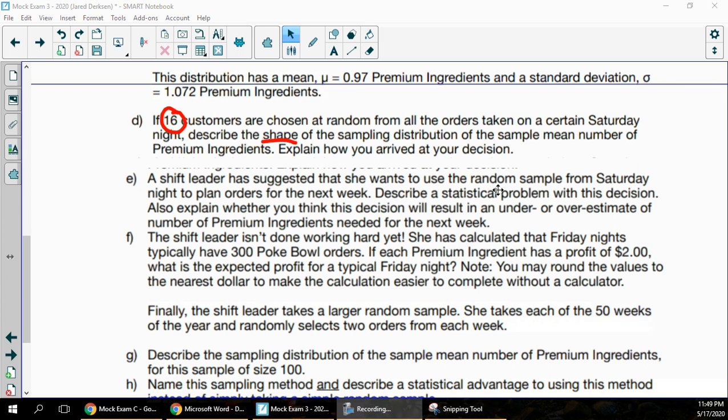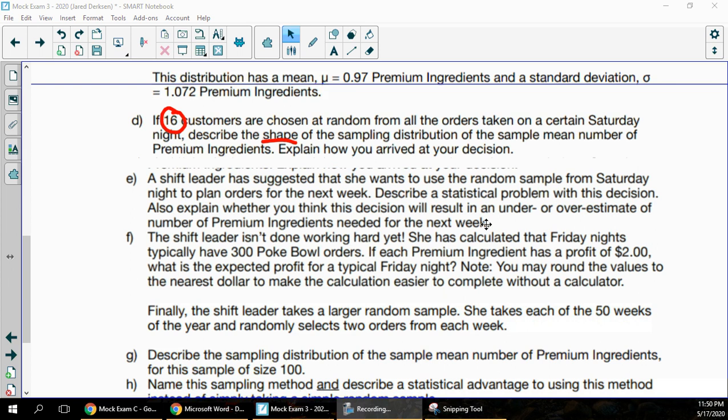and it just says, do you think whether this will be an under or overestimation? I think the big idea is not whether you say under or over. It's not like one of them's correct and one of them's incorrect. It's whether you've got an explanation of what it might be and you connect that to under or over. So perhaps you say Saturdays aren't quite the same because people go out and they spend more money and they're having a good night out because it's the weekend. Well, in that case, people are buying more premium ingredients, which means I'm going to overestimate what they might buy on a regular weekday.